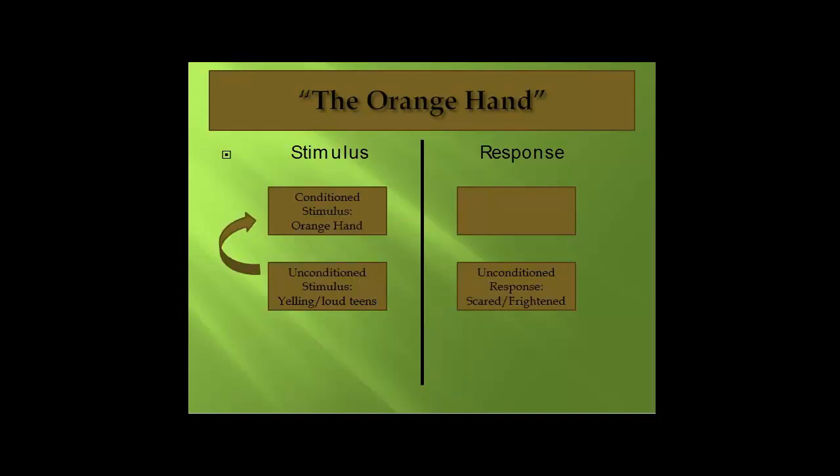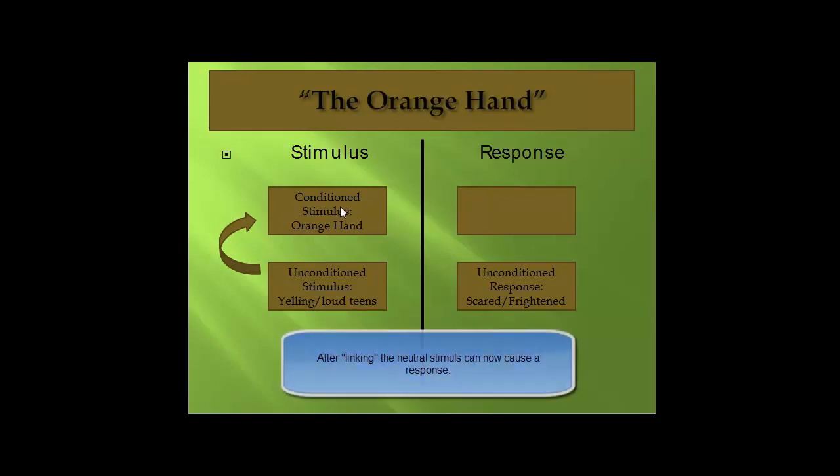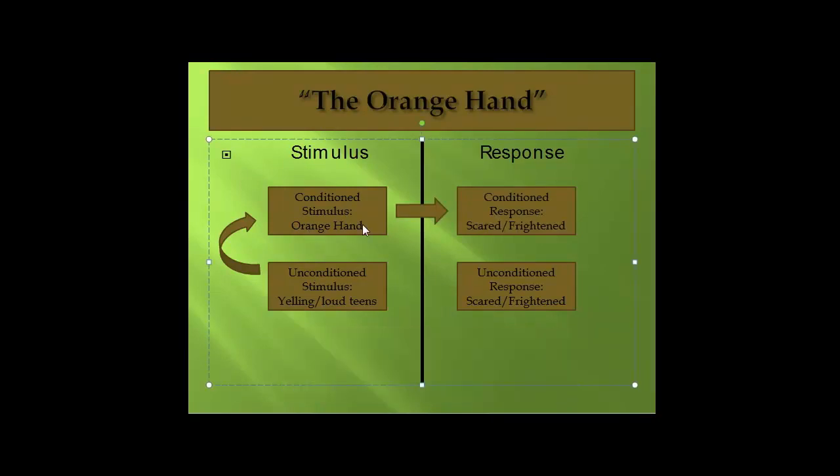So what happens with classical conditioning is a neutral stimulus, here the orange hand, is linked with something that already causes a response. So the orange hand, it's neutral. It wouldn't have caused any response, but because it was linked with the yelling of the loud teens, this now can cause a response. So we have the neutral stimulus, the orange hand, after it was linked, is now causing the conditioned response, which is being scared or frightened.